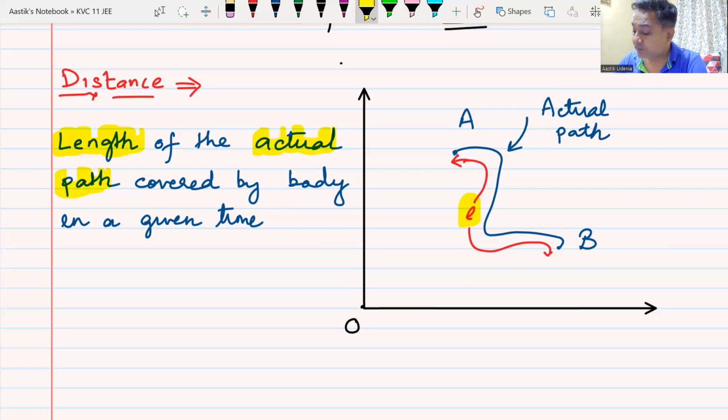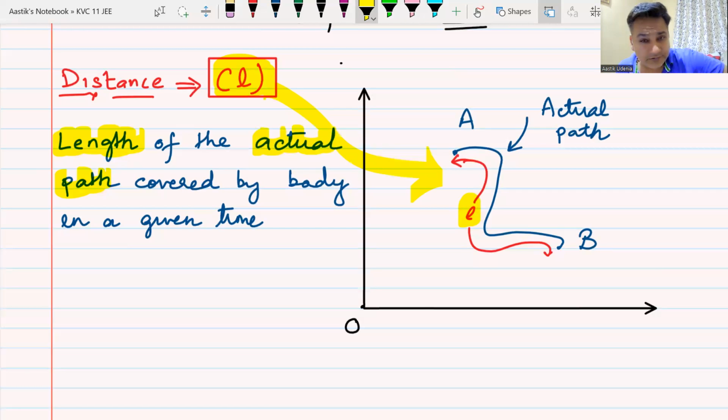That is why I will always denote distance by the letter L, so that whenever you talk about distance, this letter L comes into your mind. And what does this L stand for? Length of the path, or length of the actual path. So whenever you're talking about distance, you are talking about length of something. And what is that something? The path followed by the body. Do we understand this?